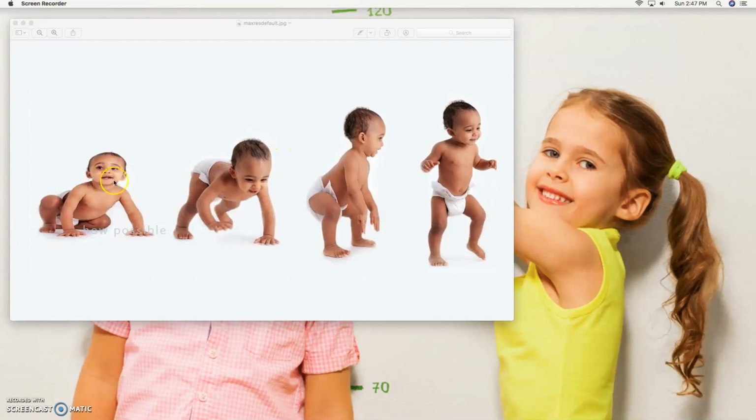The same instance, if this child were 1 month old, and here we were in the 40th percentile, and then around 2 months we came down to the 10th percentile, and then again around 4 months we're in the second percentile.